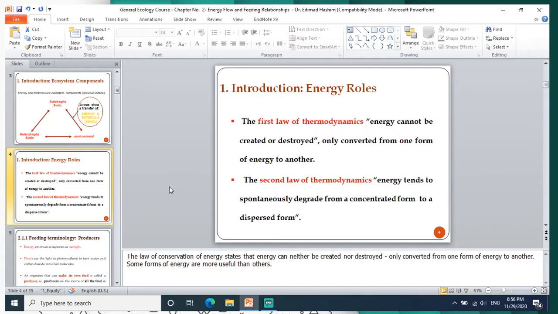Regarding energy rules, according to the first and second law of thermodynamics, energy can neither be created nor destroyed, only converted from one form to another. Then you may ask yourself, from where does energy come? It is only converted from one form to another. That means some forms of energy are more useful than others. And this is confirmed by the second law of thermodynamics, which we will discuss later.